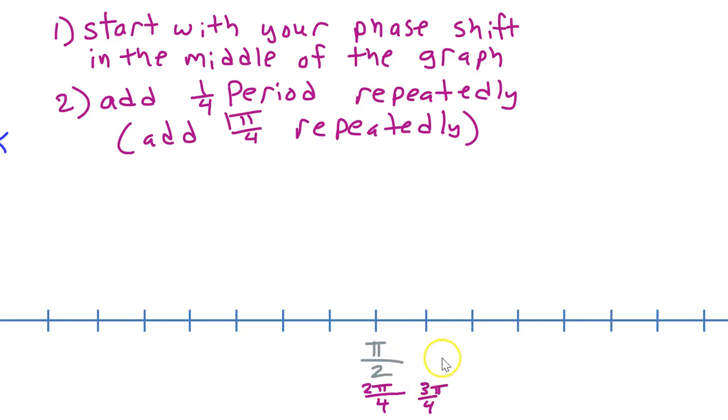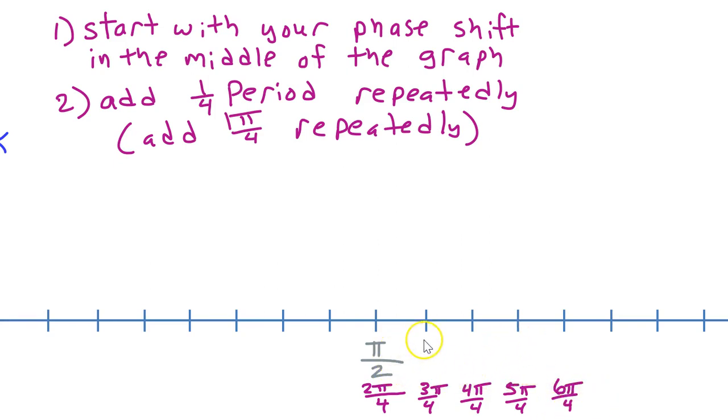Okay, so this is going to be 3 pi over 4. I'll go back and write it in gray in a moment. And if I kept going, if I added again, wouldn't that be 4 pi over 4? And wouldn't this be 5 pi over 4? I'm trying to get 1, 2, 3, 4 marks, so I'm going to do one more. Wouldn't this be 6 pi over 4?